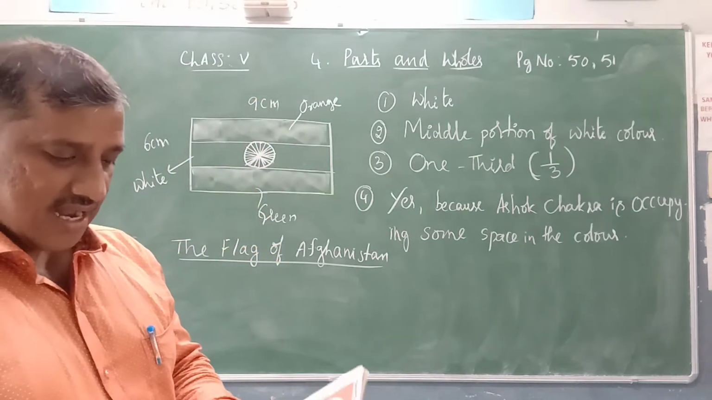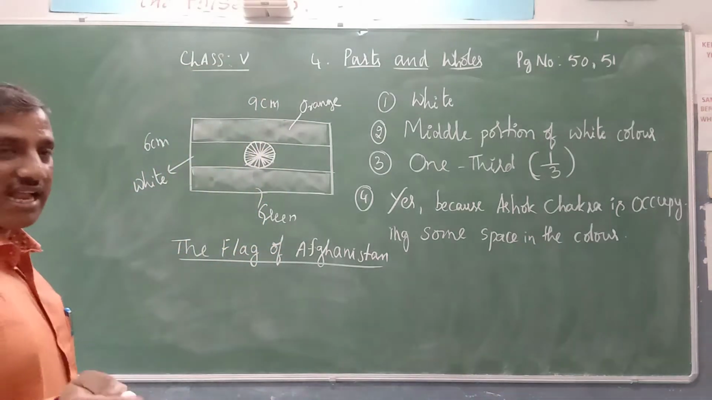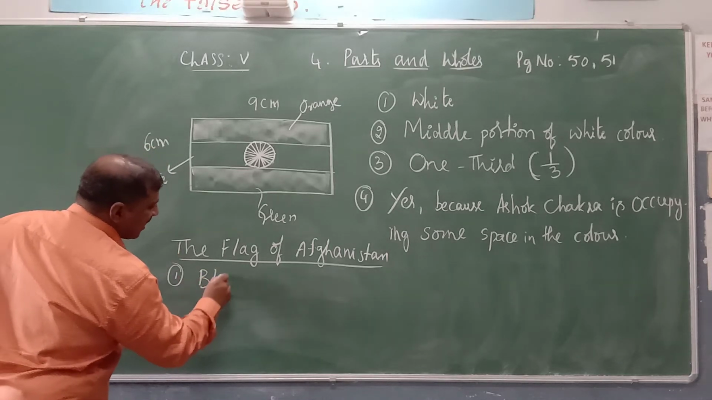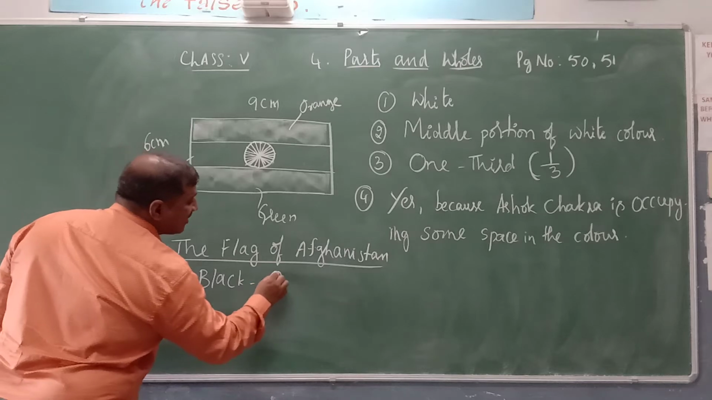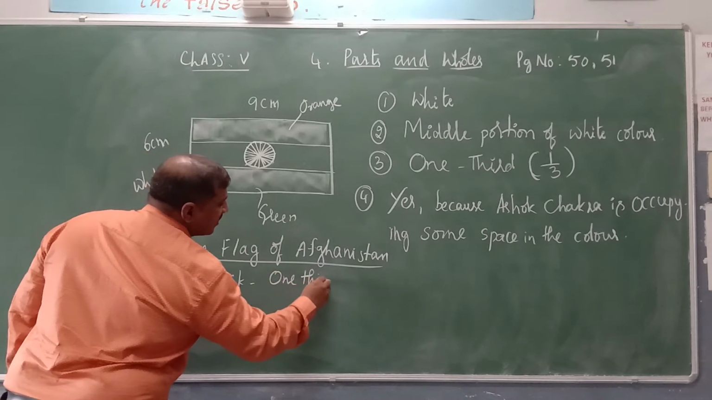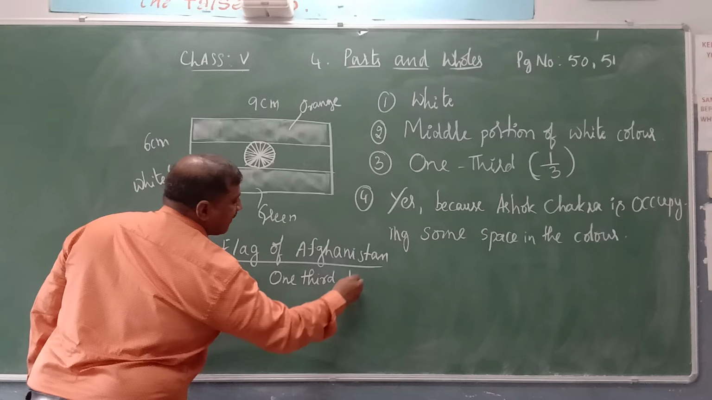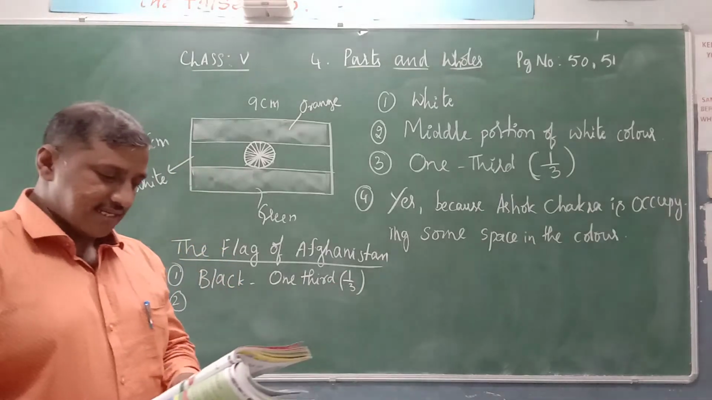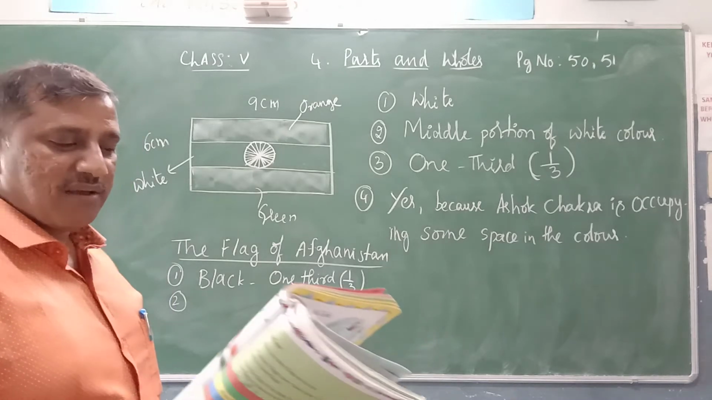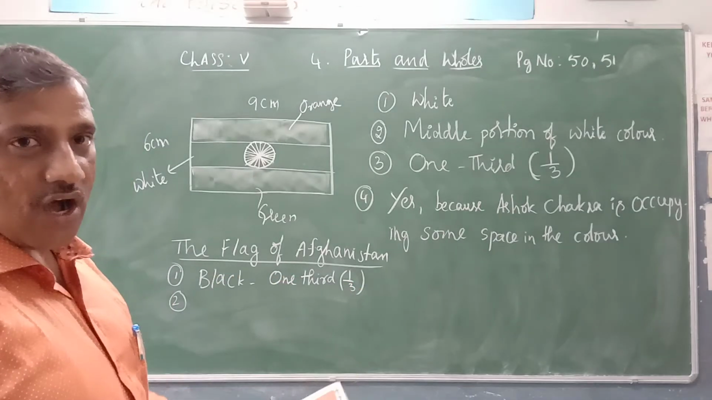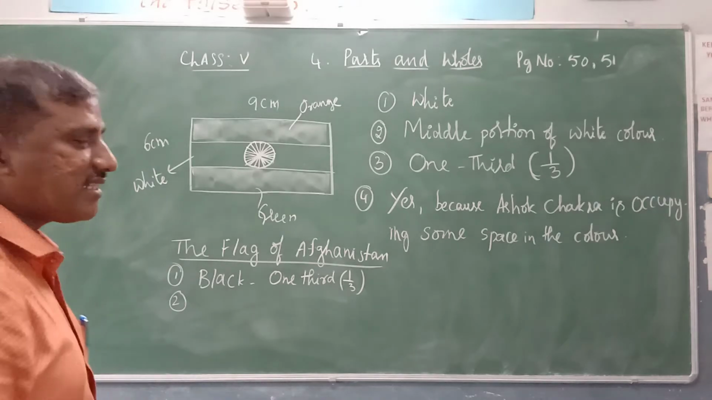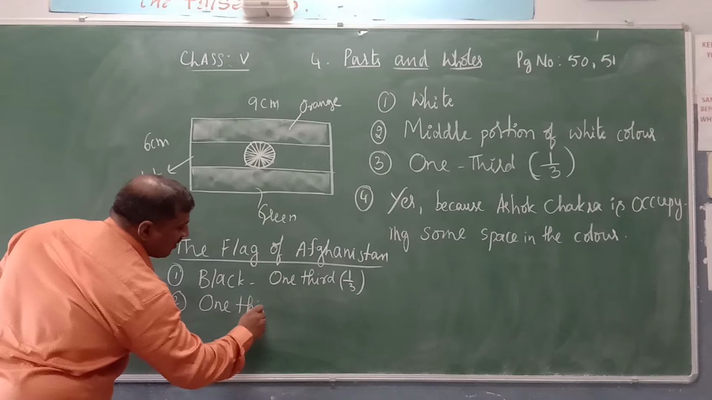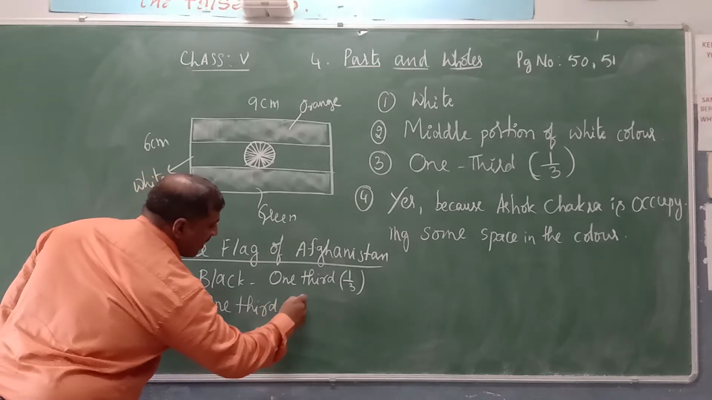Now look at the flag. How much of it is black? How much part is black color? It is 1/3 part of the flag. Yes. Next, the second question. The green part of the flag can be written as what? How much part is the green color? Yes, it is also the same, 1/3. Green color is also 1/3 of the flag.